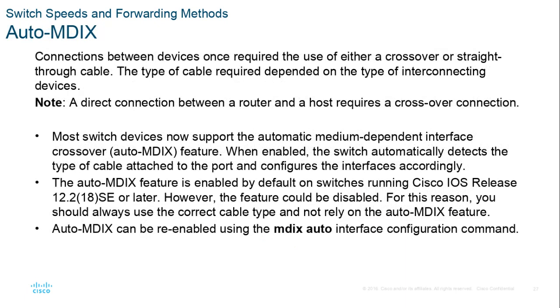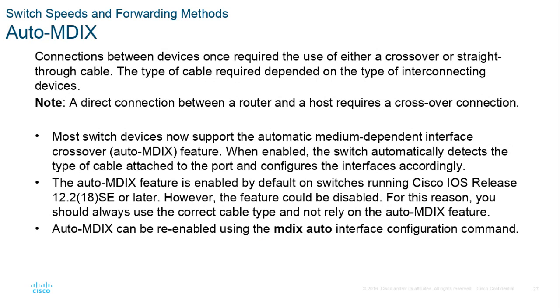The last thing is auto MDIX. The cable types that we have to understand for CCNA objectives are a straight-through cable, a crossover cable, and then that baby blue rollover cable that you use with a console port. So for Ethernet ports, you only plug in straight-through cables or crossover cables.